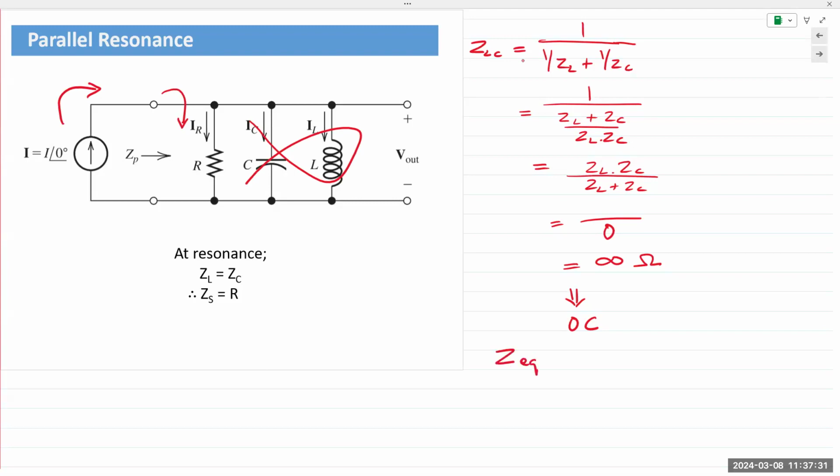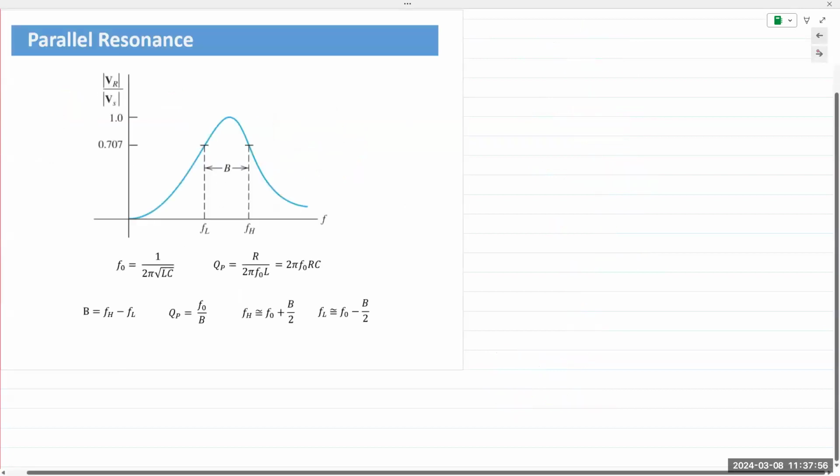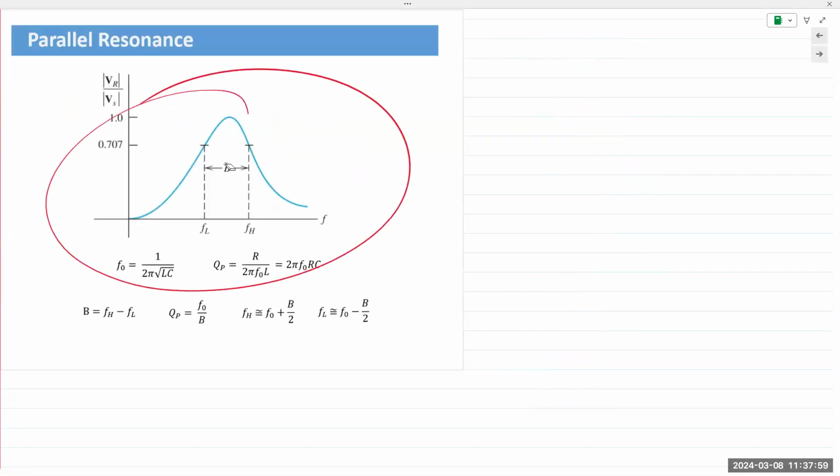ZEQ in this case would be R plus infinity. So you would say it's R. Everything goes down the resistor. And V out is again at maximum for the resonant frequency. So when we plot this, we obtain a very similar plot.